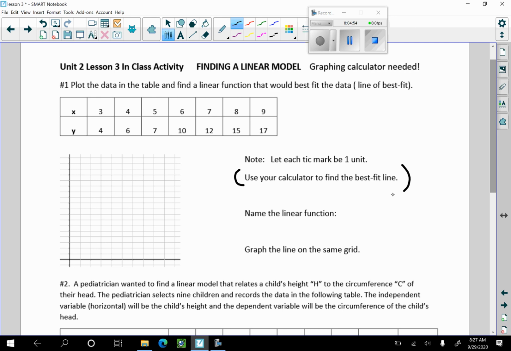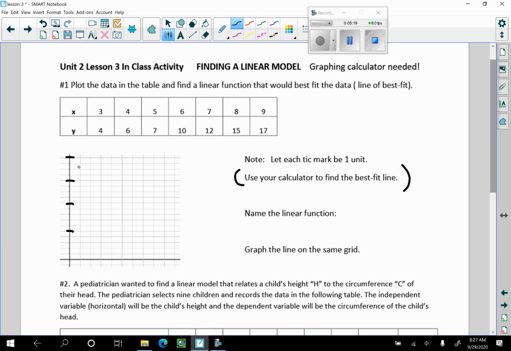The first thing we're going to do is plot the points. Let's see. The y's go up to 17. So let's see how many ticks that we have. 1, 2, 3, 4, 5, 6, 7, 8, 9, 10, 11, 12, 13, 14, 15. We do have 20 ticks, so it looks like we can do a 1-by-1 scale, and we will.